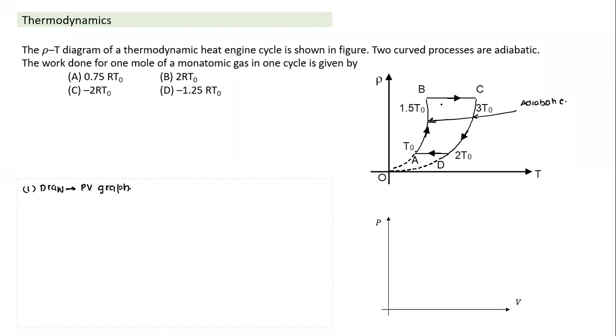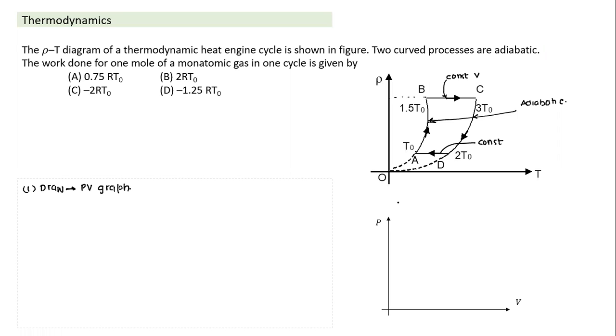From the graph, what I notice for the B to C process is that the density is constant. Density is mass by volume, so if density is constant, volume is constant. So B to C is constant volume. And C to D to A, the other case, is also constant volume. So these are the four processes. In B to C, volume is constant and temperature is increasing. Here temperature is falling.